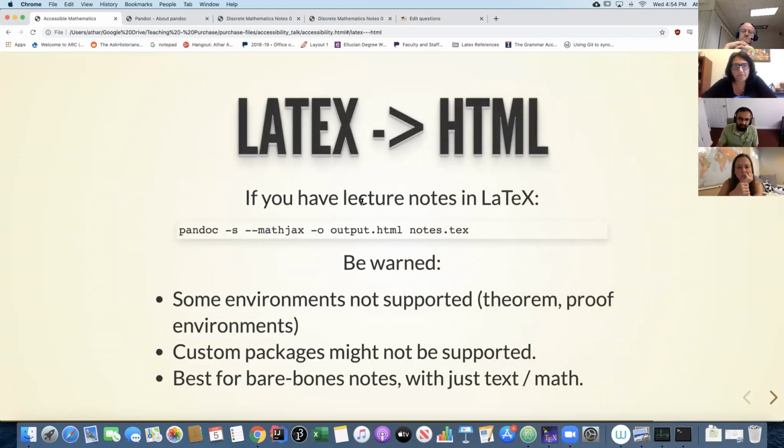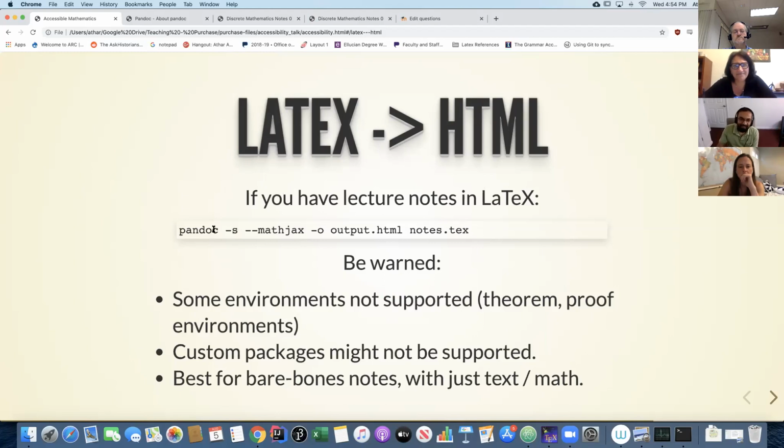And again, most of my notes prior to this year have been in LaTeX, or handwritten. I can't say too much about handwritten notes, except that at some point, if you want it to be accessible, it has to be typed up again.